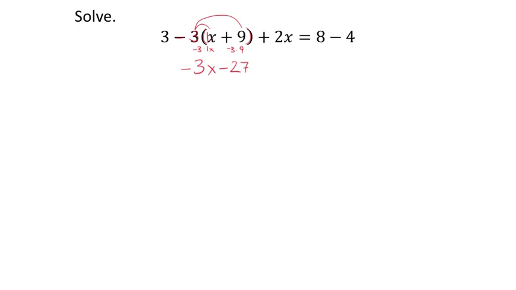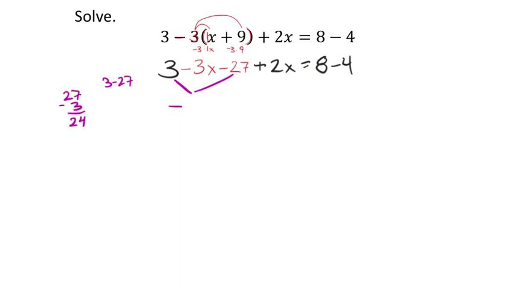There's that. Now we've got 3 minus 3x's minus 27 plus 2x's equals 8 minus 4. And that's all the distribution we have. So we're going to look now to combine any like terms that we have, such as 3 and negative 27. So that would be 3 minus 27. So we're taking away a lot more than we have, so it's going to be negative. Take the big number minus the small number. 27 minus 3 is 24. Negative 24.